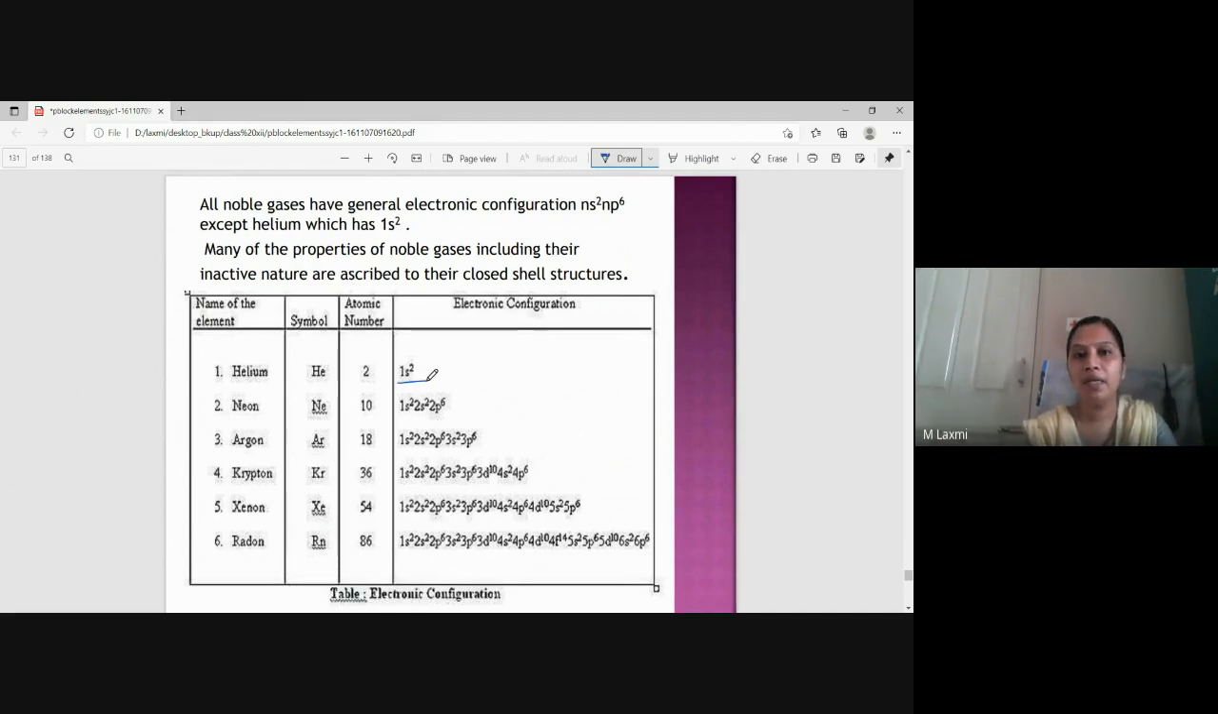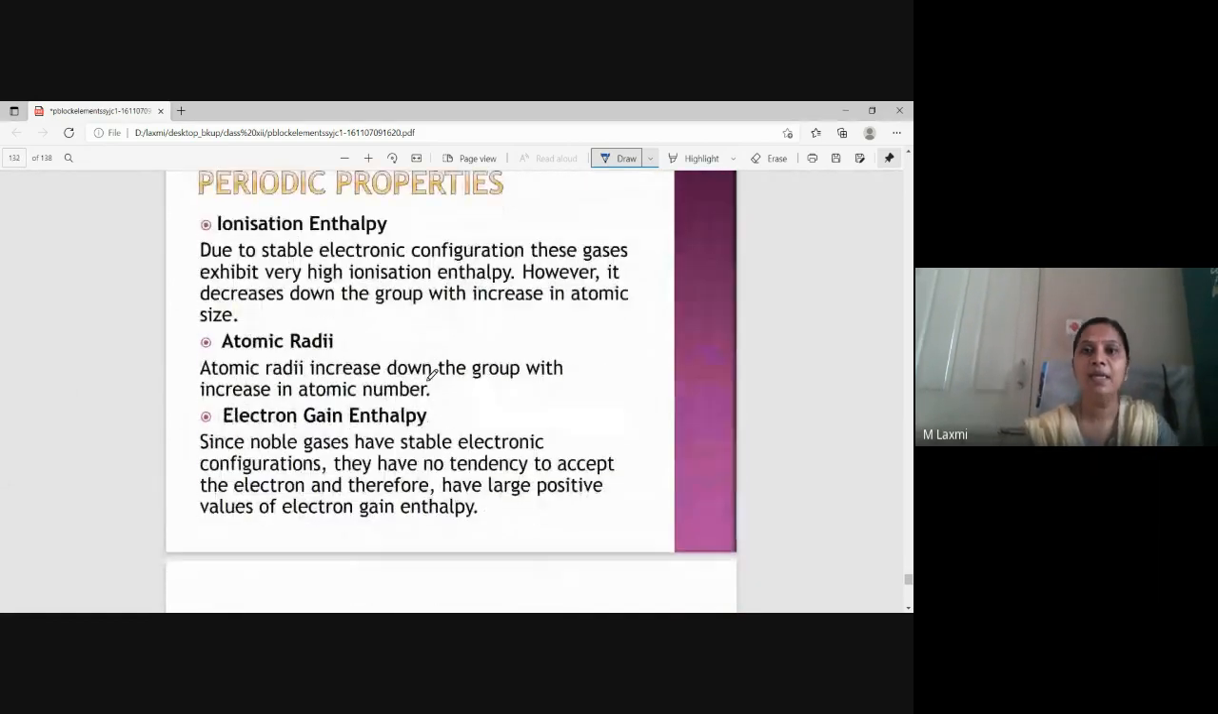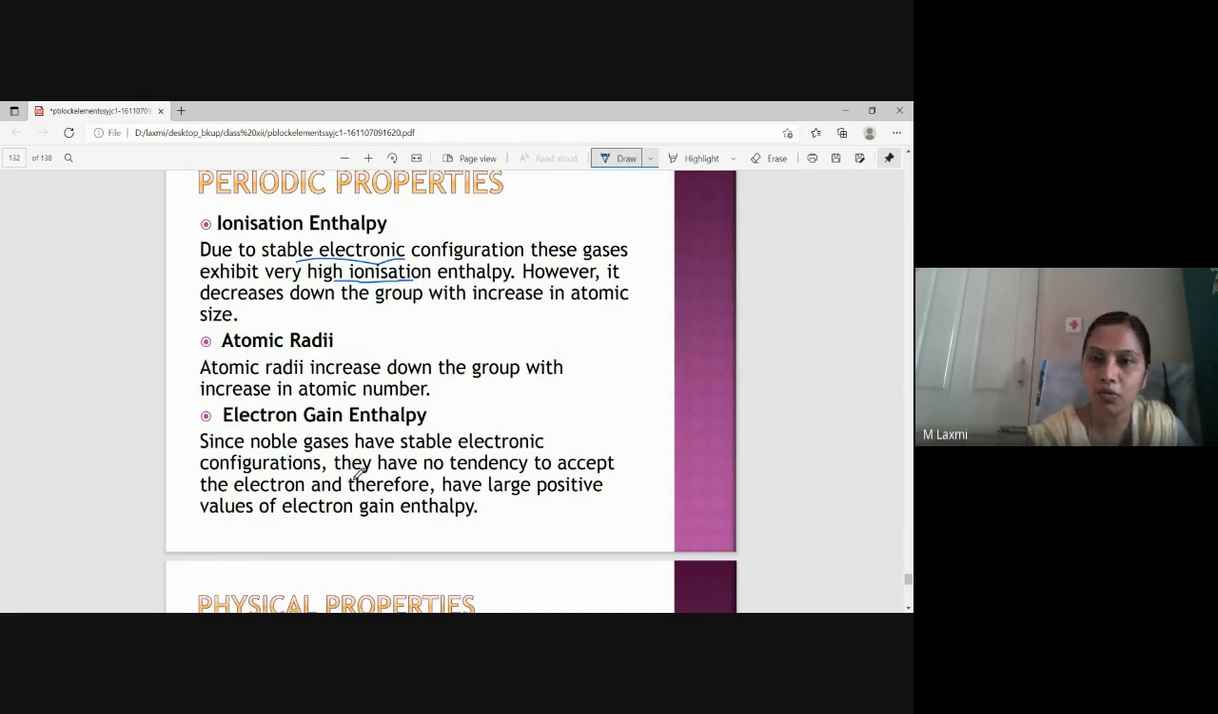Many of the properties of noble gases show their inertness because they have completely filled shells. Physical property: because of the stable electronic configuration, their ionization enthalpy will be very high. But that decreases as you move down the group because the size of the atom increases.